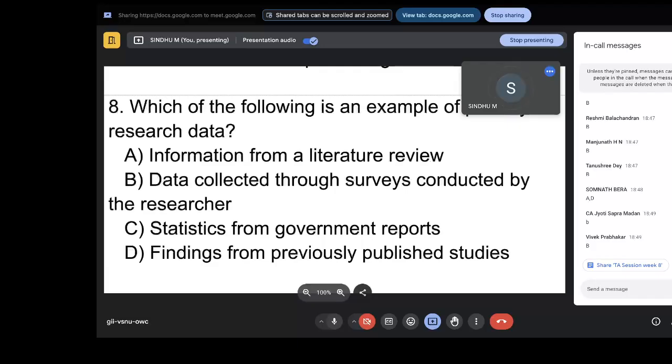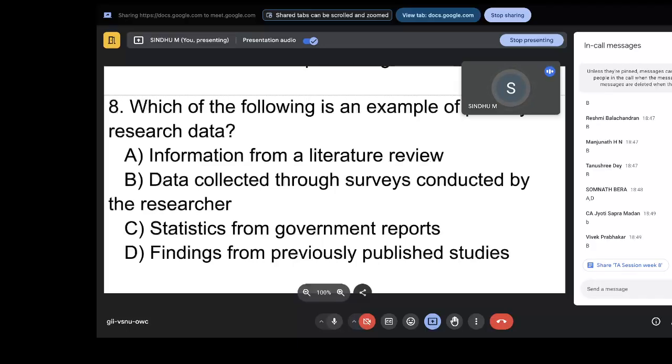Option B, data collected through surveys conducted by the researcher. This option is correct because here the researcher themselves is conducting the data collection, so the data is original and specific to the study. So option B is correct.